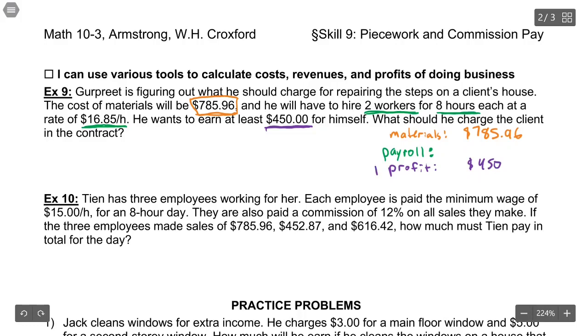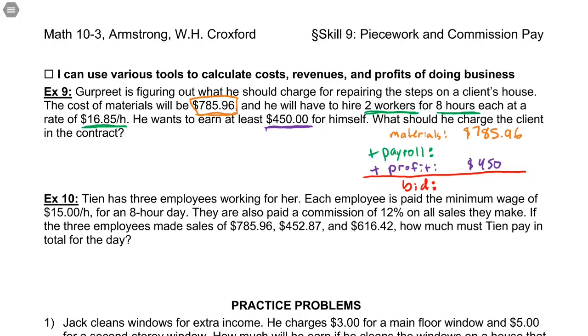And the profit he's going to need to add at the end as well. What we're going to do is add all of those together to get the total bid, right? This is how much he's going to tell a client it's going to cost. It's going to cost for materials, it's going to cost for the money he wants to earn on it, plus he's going to have to figure out his payroll. So let's figure out the payroll piece now.